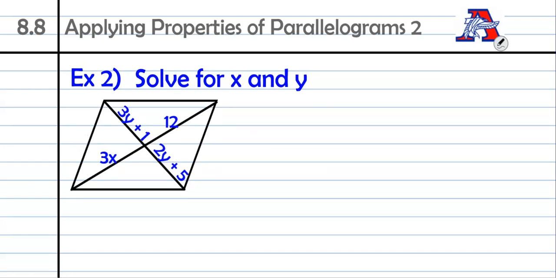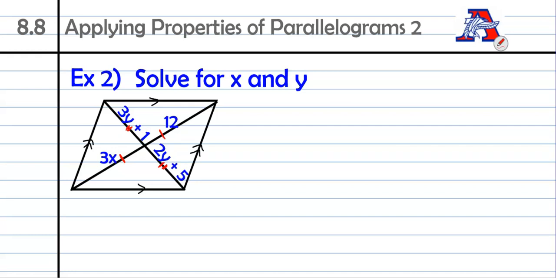All right, and then last example here, example 2, we're going to solve for both x and y in this situation, and I think it's maybe a little bit tricky to read there. These diagrams sometimes get a little clunky. But we can use that whole diagonal thing again. So we know that the diagonals bisect one another. So that chunk and that chunk are congruent, and that chunk and that chunk are congruent.